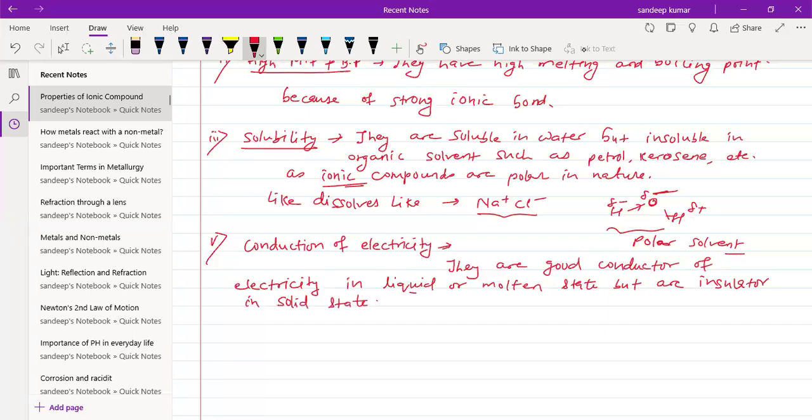What is the reason, children? In the liquid state or molten state, they have free ions. In the aqueous state, you see NaCl is there, right? Once you add water to this, it will break into Na plus and Cl minus ions. So they have free ions in the liquid or molten state. That's why they conduct electricity. Whereas in solid state, free ions are not there.